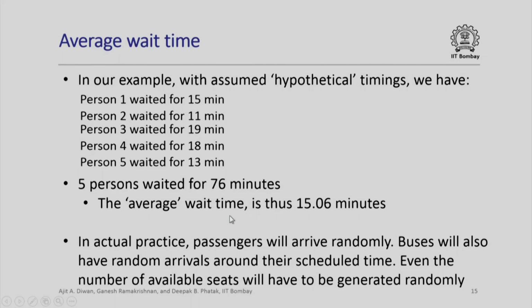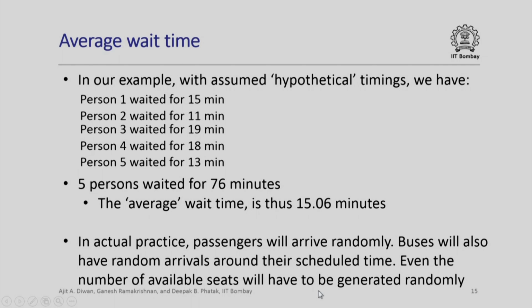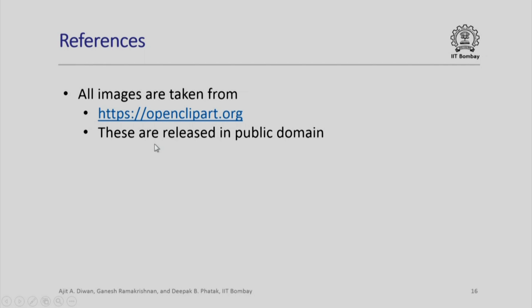So what we note in this example is that although we will be illustrating programming of a bus queue using these arbitrary numbers which are illustrated in this example, in actual practice passengers will arrive randomly. Buses will also arrive randomly. They may arrive around their scheduled time, but there will be some randomness. And finally, even the number of available seats will have to be generated randomly. In one of the practice problems, we will illustrate how the random number generator function of C++ can be utilized to simulate this.